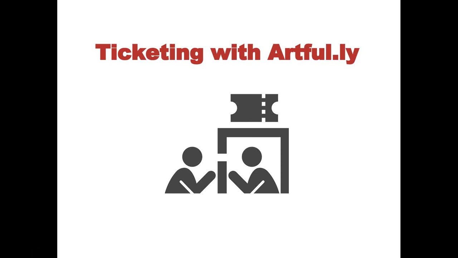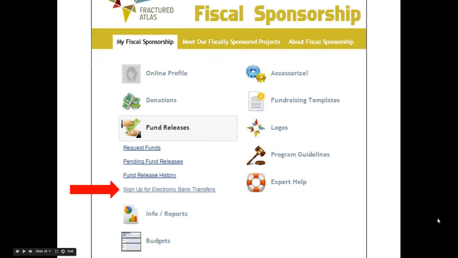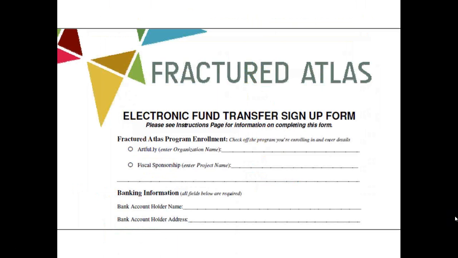So you can start selling tickets immediately, whether or not you're fiscally sponsored, for free events. However, if you'd like to activate the paid event ticketing kit to sell tickets that have a fee, we do need a copy of your electronic funds transfers form and a check, which you can find both in fiscal sponsorship, like you see here, and in Artfully. So you can find this form in either place, and we use the same form for all of Fractured Atlas programs. So one single form for both Artfully and fiscal sponsorship will suffice. Just make sure that you check off both programs when you're filling it out.